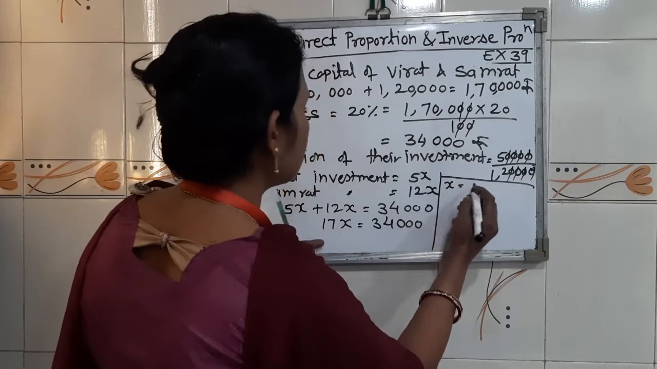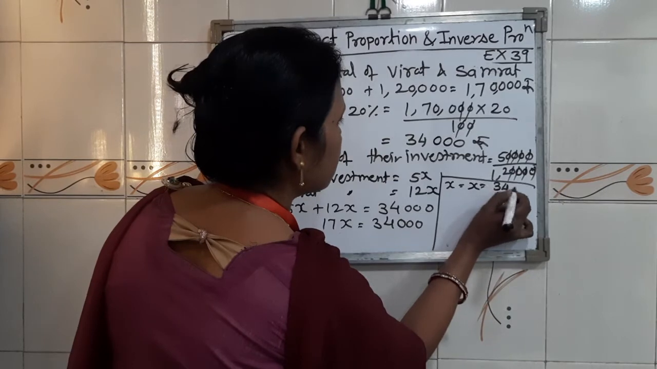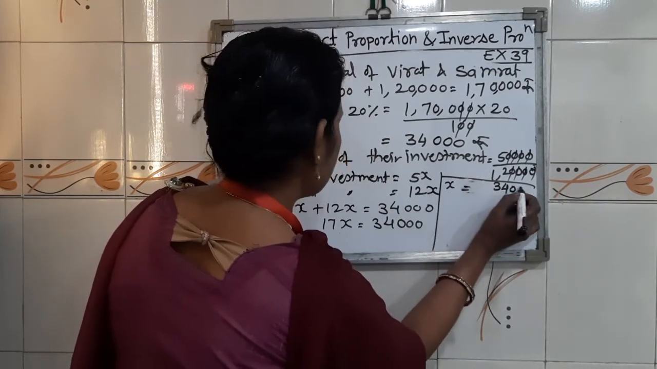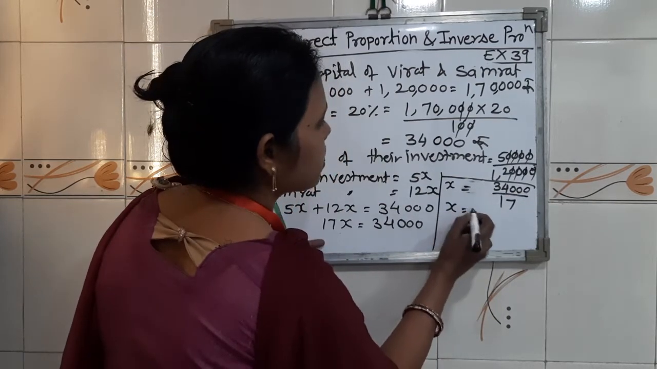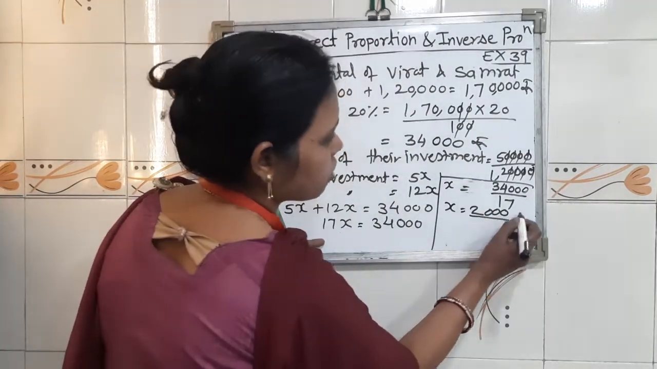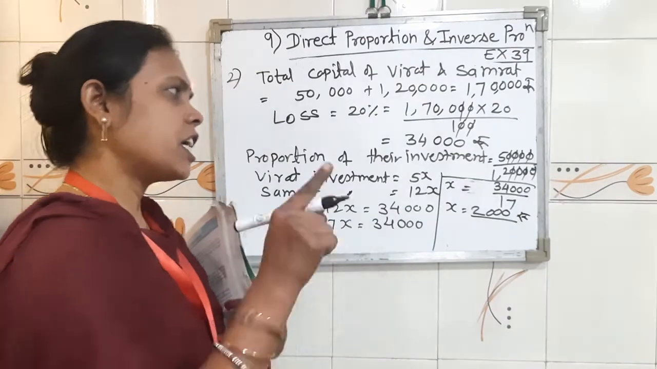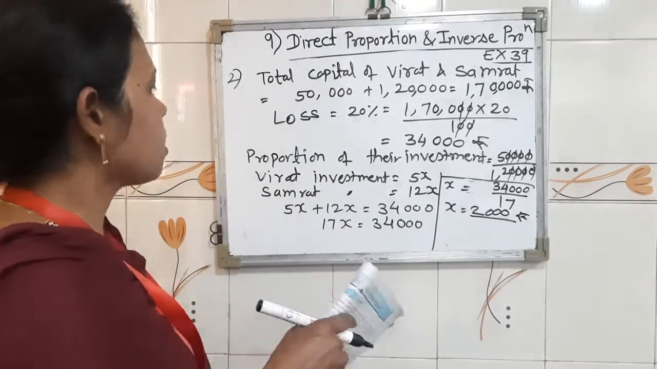x equal to 34,000 upon 17. 17 2 ja 34 and 000 as it is, we get 2,000 rupees. Now each of them, how many rupees they will get as loss?